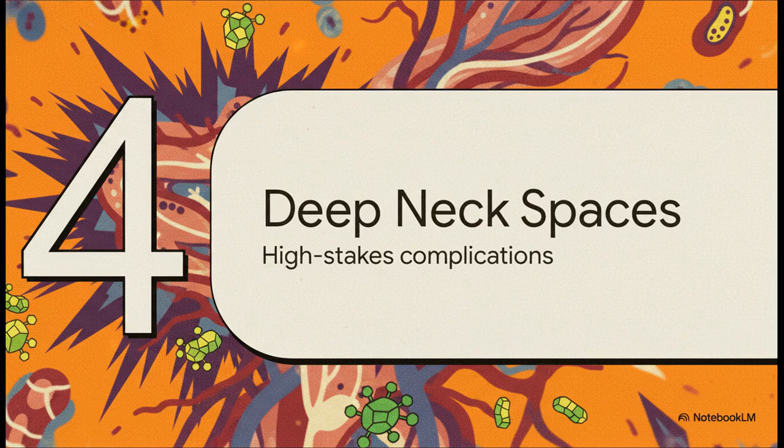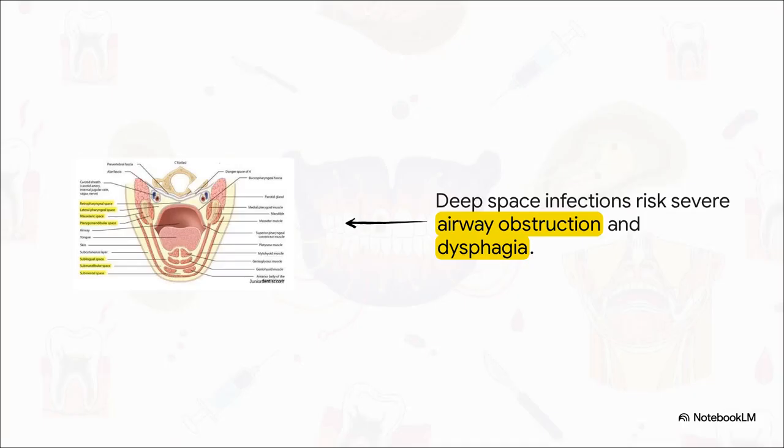Let's turn up the heat a bit. Section 4, Navigating Deep Neck Spaces. This is where the stakes get incredibly high. Mentally visualizing this deep anatomy is absolutely critical. If an infection spreads into the retropharyngeal space, your patient is looking at severe neck stiffness, dysphagia, and dyspnea, because the infection is actually bulging the posterior pharyngeal wall forward.